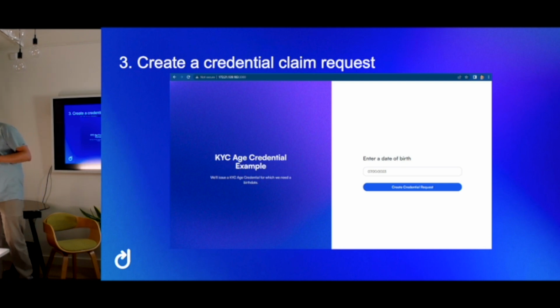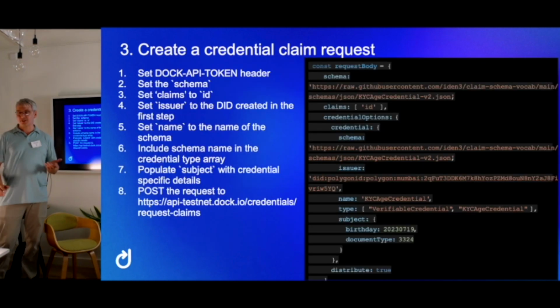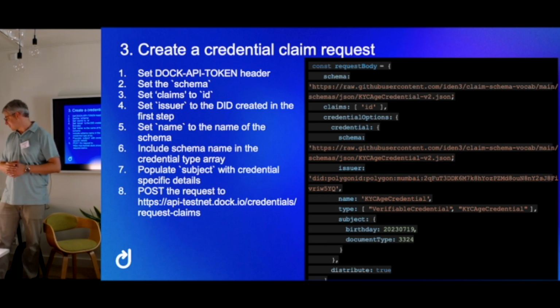So the example here, we're doing KYC age credentials, a very basic credential. Polygon ID is one of the schemas in the test cases that you can just download. For simplicity, we grabbed that. I'll talk about schemas in a minute in more detail, but for simplicity, this is a very hard-coded one.